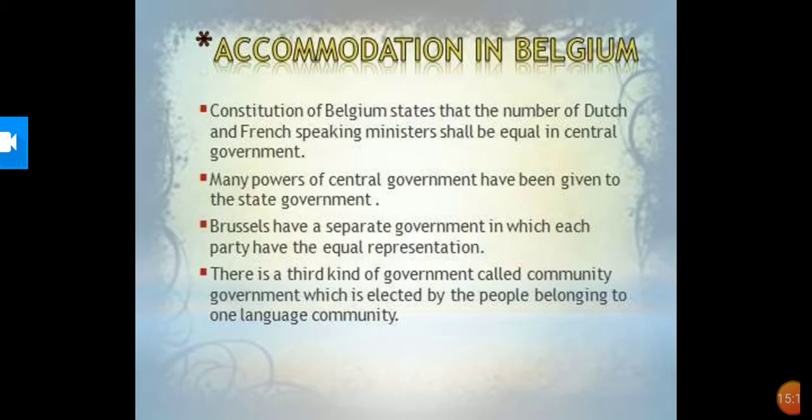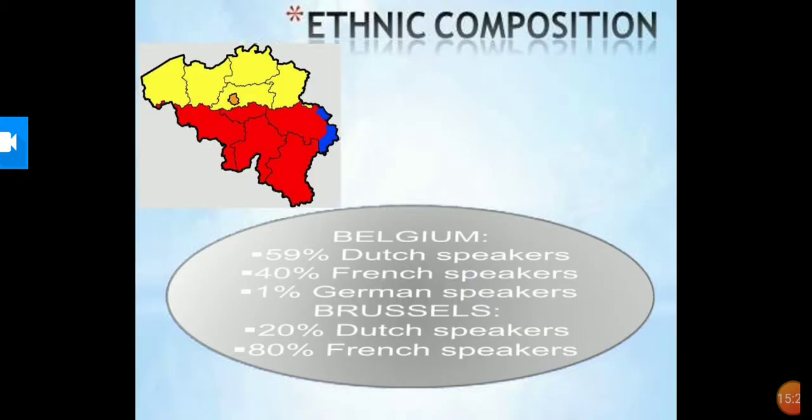Let us see the next slide. Accommodation in Belgium. What happened in Belgium we'll see. Still, the minority French speaking community was relatively rich and powerful. Remember, as we have seen, the minority French speaking community was relatively rich and powerful. This was resented by the Dutch speaking community who got the benefit of economic development and education much later. This led to tensions between the Dutch speaking and French speaking communities during the 1950s and 1960s. So there was a fight among the Dutch and the French.